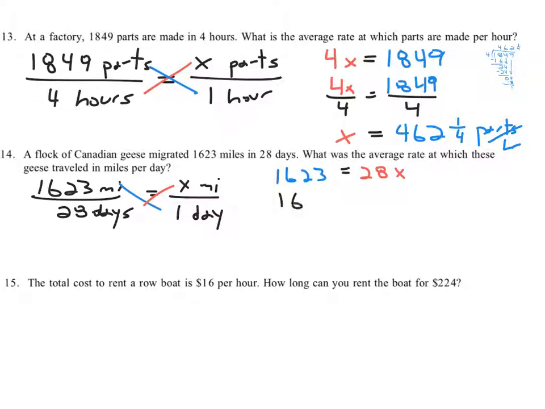And then, of course, we've got to divide both sides by 28. 1,623 divided by 28 equals 28x divided by 28. And we get, well, we're going to have to do this division problem. So I'm going to zoom in and I'm going to do it just like I did earlier. Okay? We've got to do, oops. Let me lock all of this.